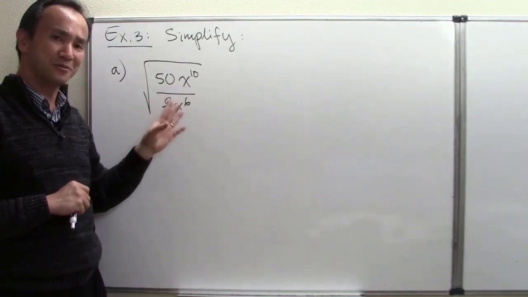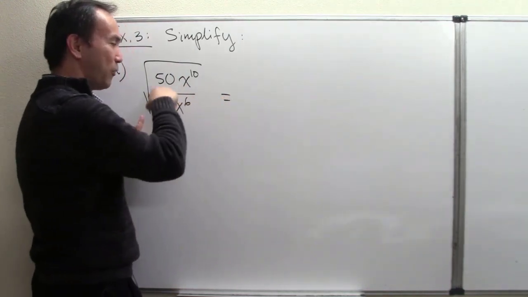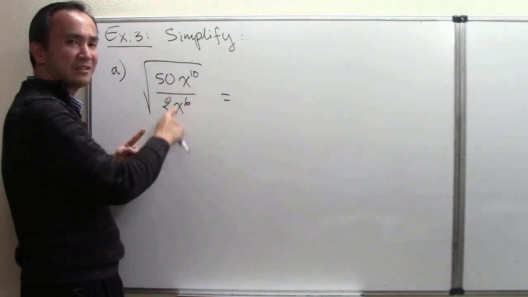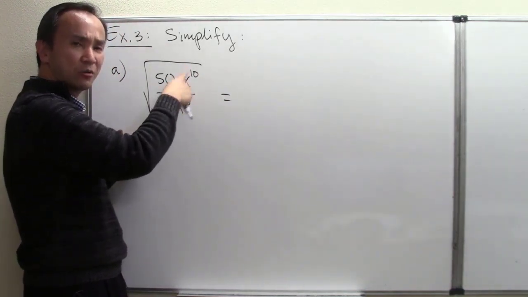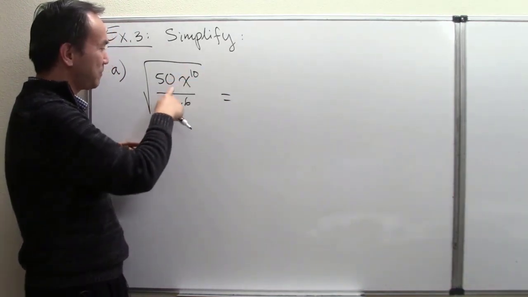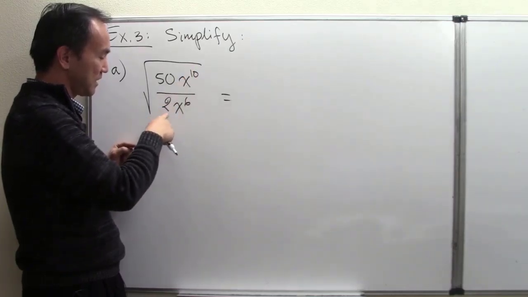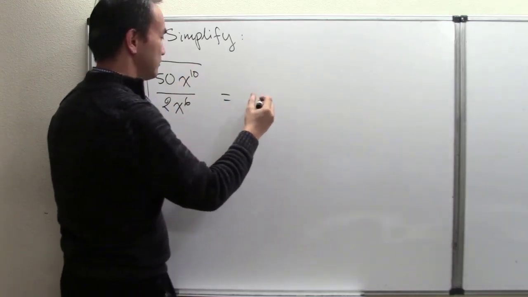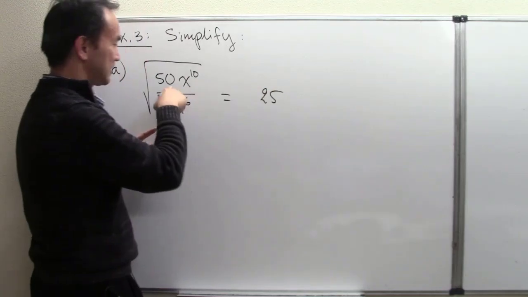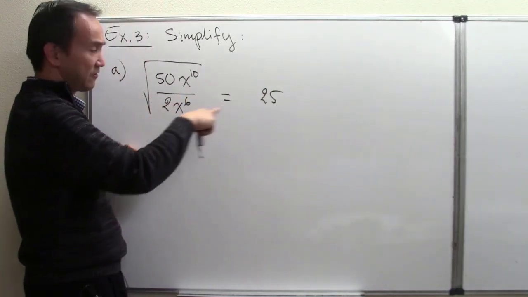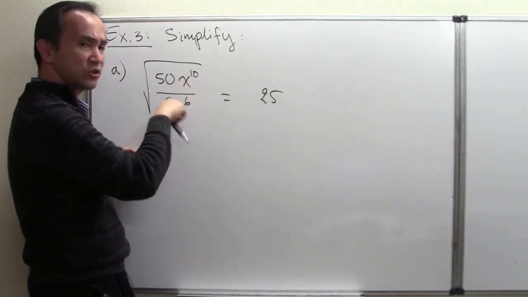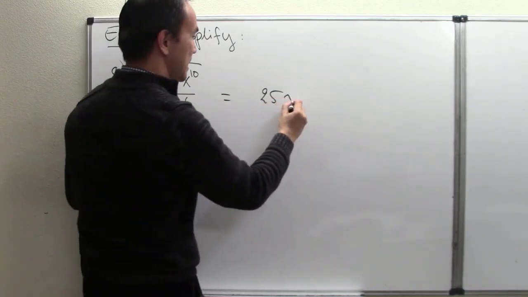And so that way, before taking the square root, I am going to go ahead and simplify or reduce this fraction. So 50x to the 10th divided by 2x to the 6th comes out being 25 because 50 cancels with 2, giving me a 25. X to the 10th cancels with x to the 6th, giving me x to the 4th.